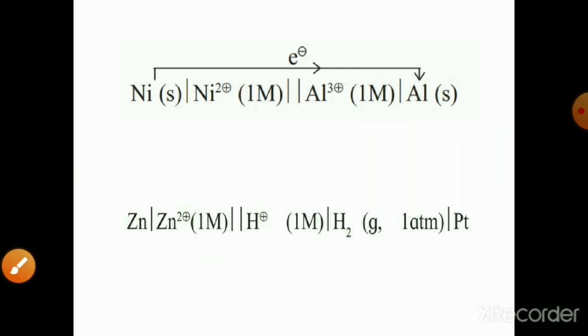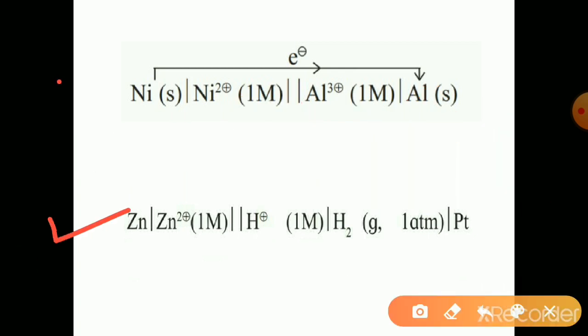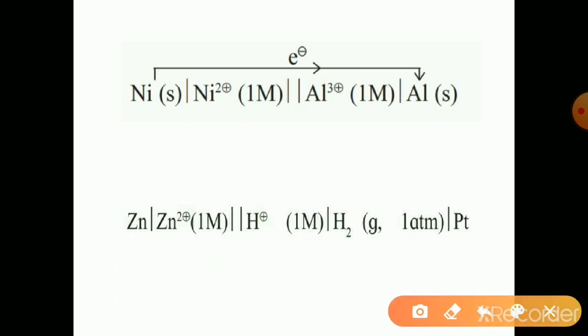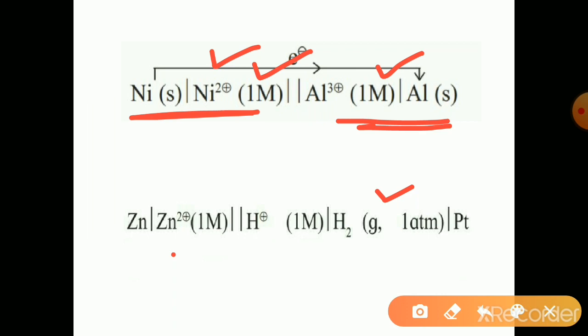So this way you can represent a cell. This is the shorthand representation. This includes electrodes, ionic species, their states and concentrations. Here you can indicate aqueous, 1 molar.